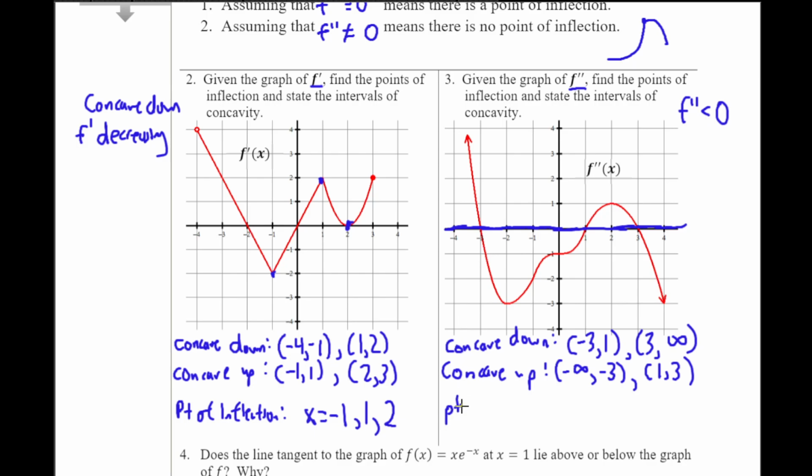So points of inflection, again, is where the graph changes concavity. At -3, f double prime goes from positive to negative, changing concavity. When x is equal to 1, that's another change in concavity: f double prime goes from negative to positive. And then at 3, f double prime goes from positive to negative.